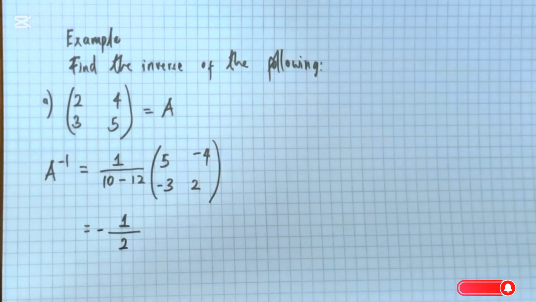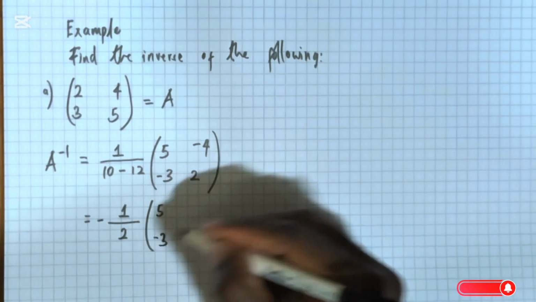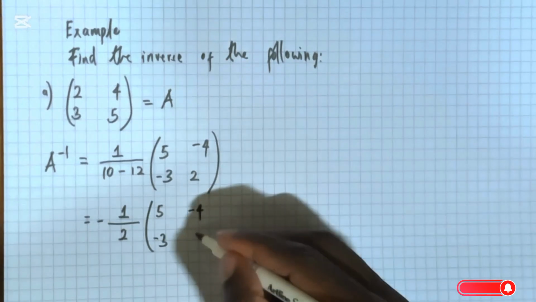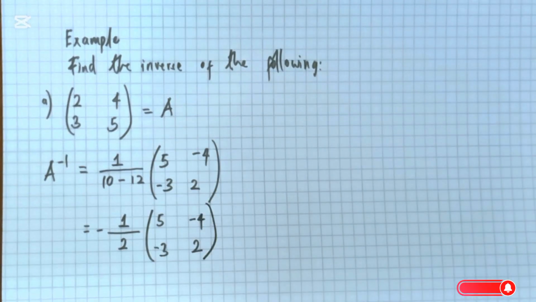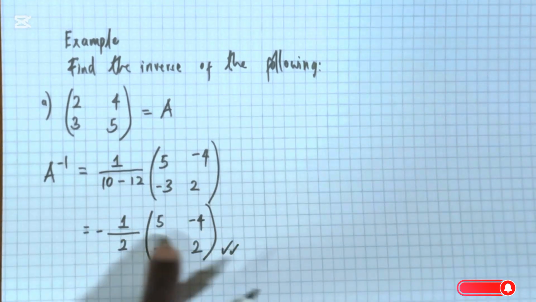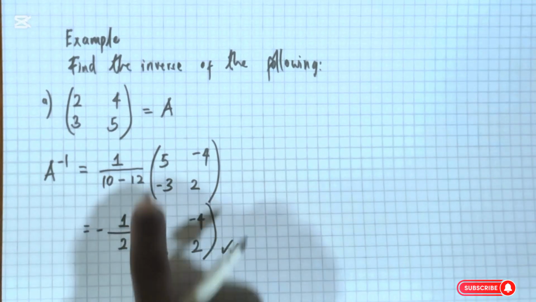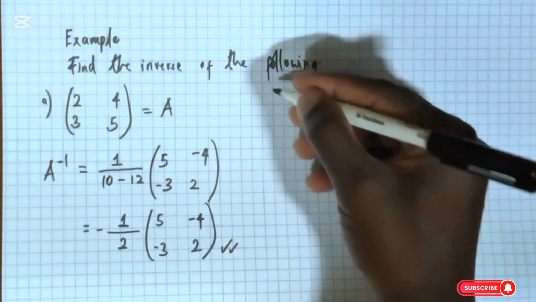So that is basically negative half into 5, negative 3, negative 4, and 2. At this juncture, we can leave our answer as it is, or go ahead and multiply this matrix by negative half, which is basically scalar multiplication, as we already know. But for the sake of this class, I'll just leave my answer at this point. So this here will be the inverse of this particular matrix.